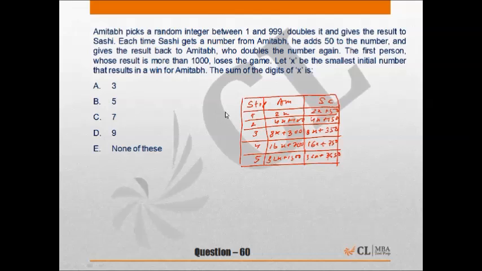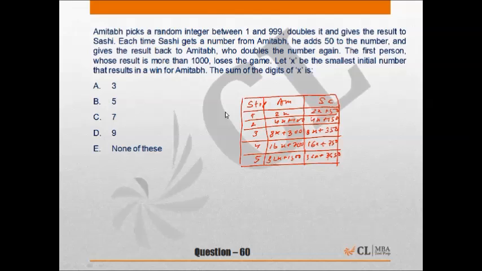In this problem, it is given that Amitabh picks a random integer between 1 and 99, doubles it, and gives the result to Shashi. After this, Shashi gets a number from Amitabh. Each time Shashi gets a number from Amitabh, he adds 50 to the number and gives the result back to Amitabh, who doubles the number again. The first person whose result is more than 1000 loses the game.